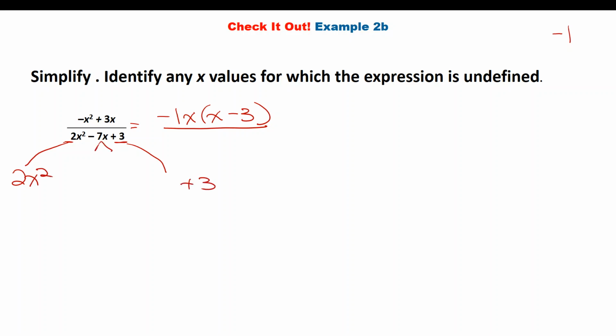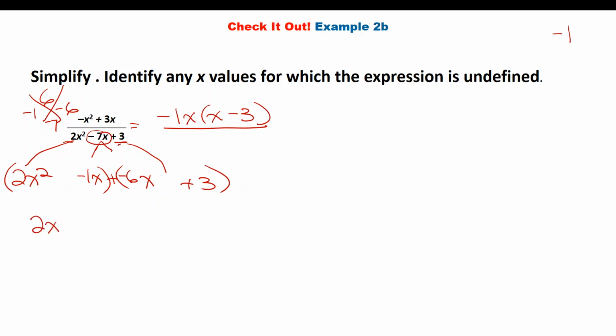Now I need to find two numbers that multiply together to get 6, which is 2 times 3, and add together to get -7. And so I know that's a -1 times a -6. So instead of saying -7, I'm going to rewrite that as -1x plus -6x. All right, now we're going to group our terms together and see if we can factor some more.